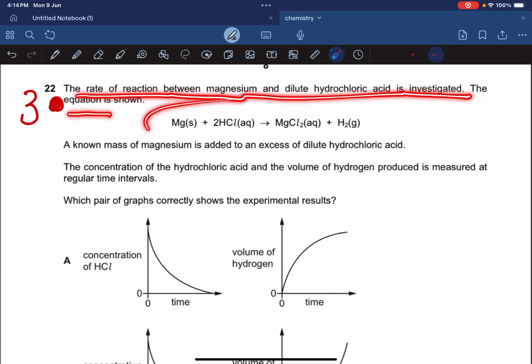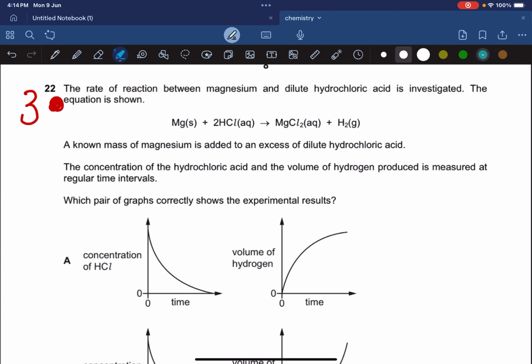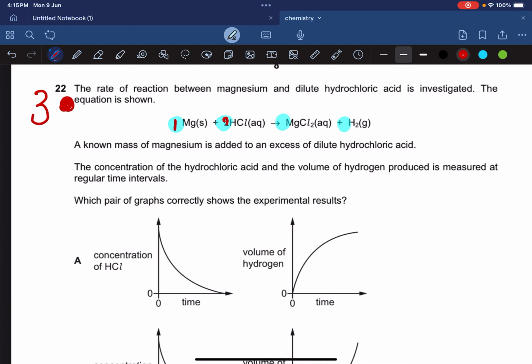The equation shown is this. Equations are the most beautiful things on earth, I guess, because they tell you about all the ratios of the elements or molecules that are going to react. 1 mole of magnesium is going to react with 2 moles of HCl to form 1 mole of magnesium chloride and 1 mole of hydrogen gas. If we don't know this, we know that a metal reacts with an acid to form a salt and hydrogen gas. A known mass of magnesium is added to an excess of dilute HCl. The concentration of HCl and the volume of hydrogen produced is measured at regular time intervals.